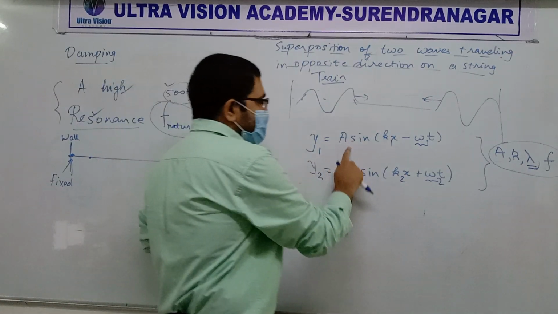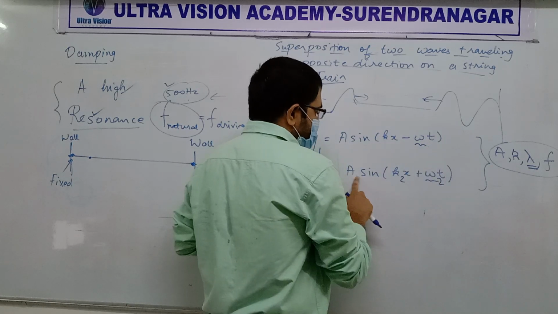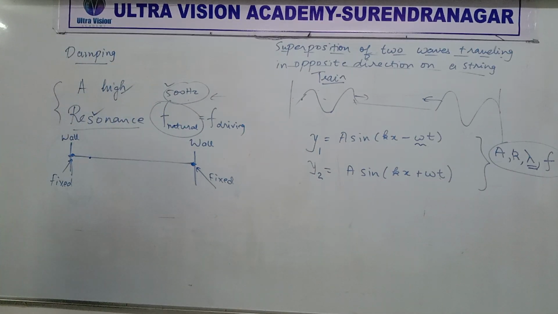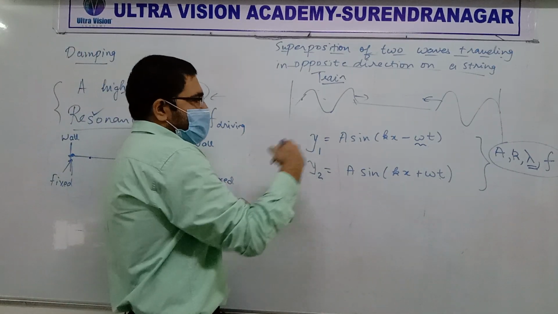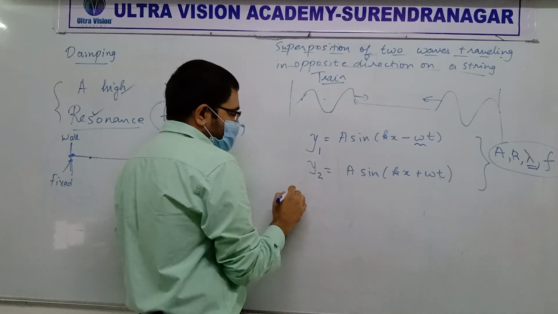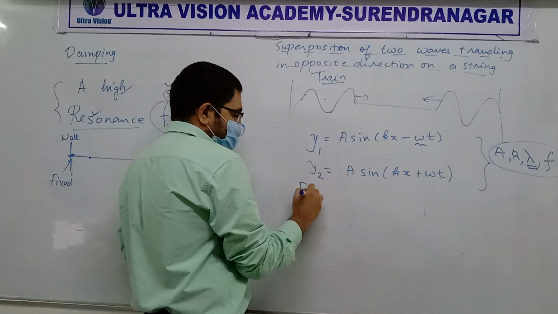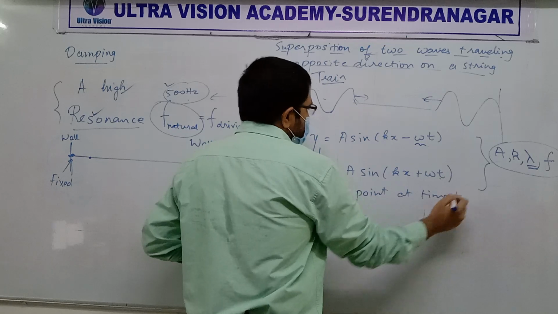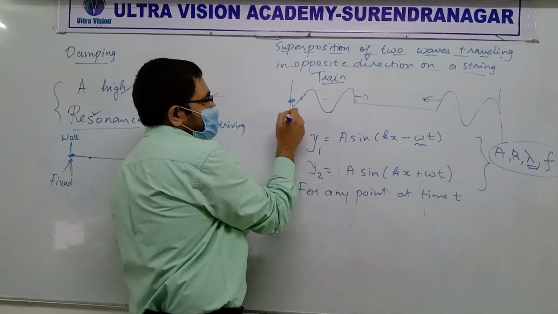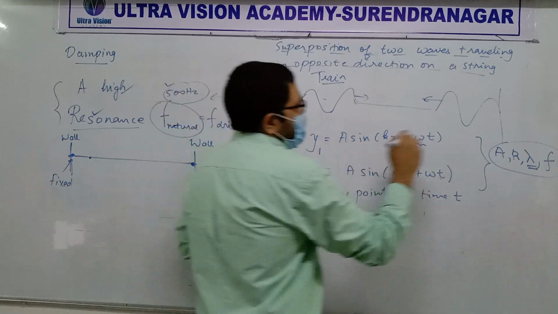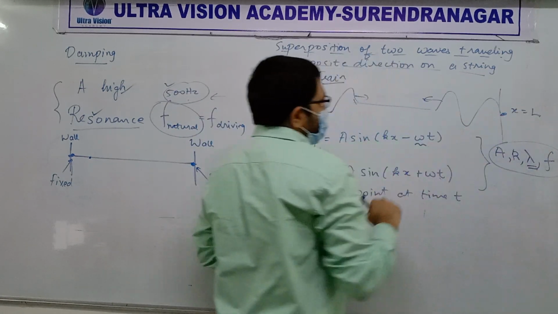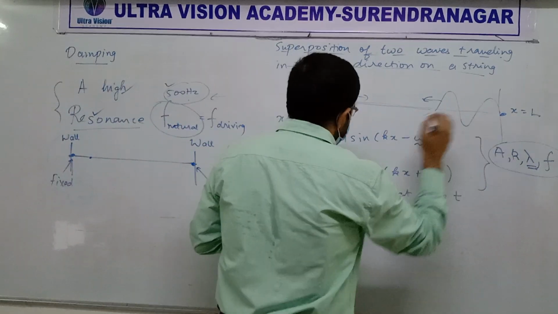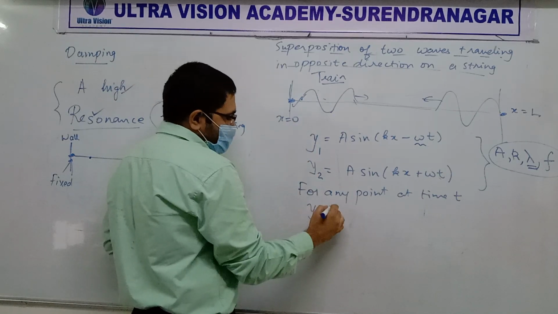That's why we are taking this case, which is what happens on a string that is fixed at both the ends. Okay, so let's say it's like this. Now, once you have it this way, let's add. So by the superposition principle, for any point at time t, and let's say here is the origin on the left side, x equal to 0, and this would be where x is equal to L, where L is the length of that string. So let's add y equal to y1 plus y2.